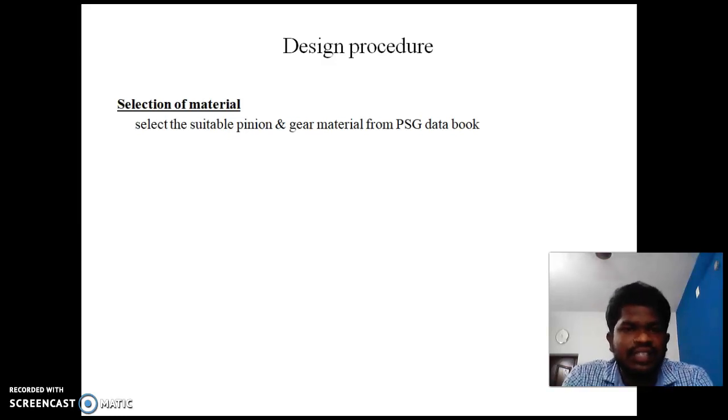So the first step is to select the suitable material for pinion and gear. The selection is based on the power transmission value, that is, how much power is transferred from one shaft to another shaft. We take the data and find the material for pinion and gear using the power transmission value.